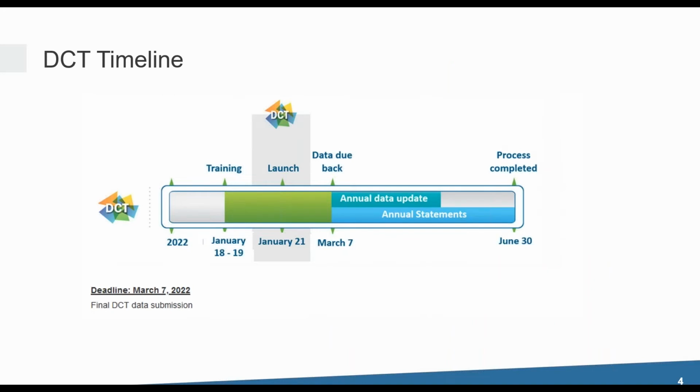The training is today and tomorrow, and the DCT tool will be available on Friday, January 21st. The DCT data is due to be submitted to CAT by March 7, 2022. Meeting this deadline is important as it impacts the annual statement delivery, especially for members with multiple employer participation.